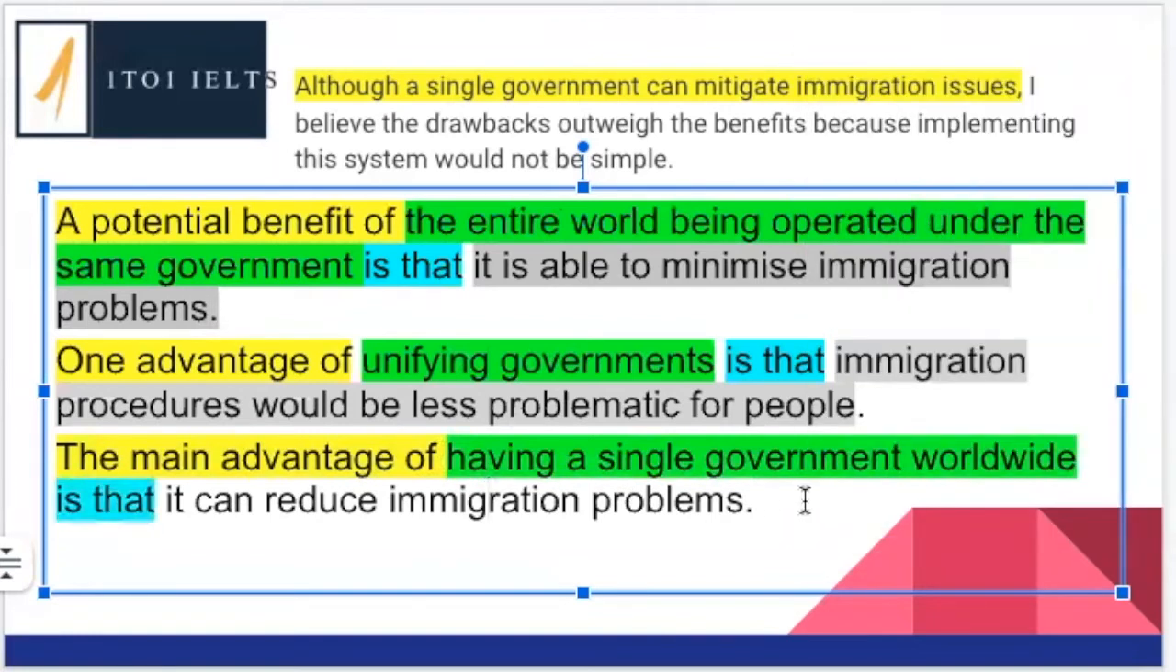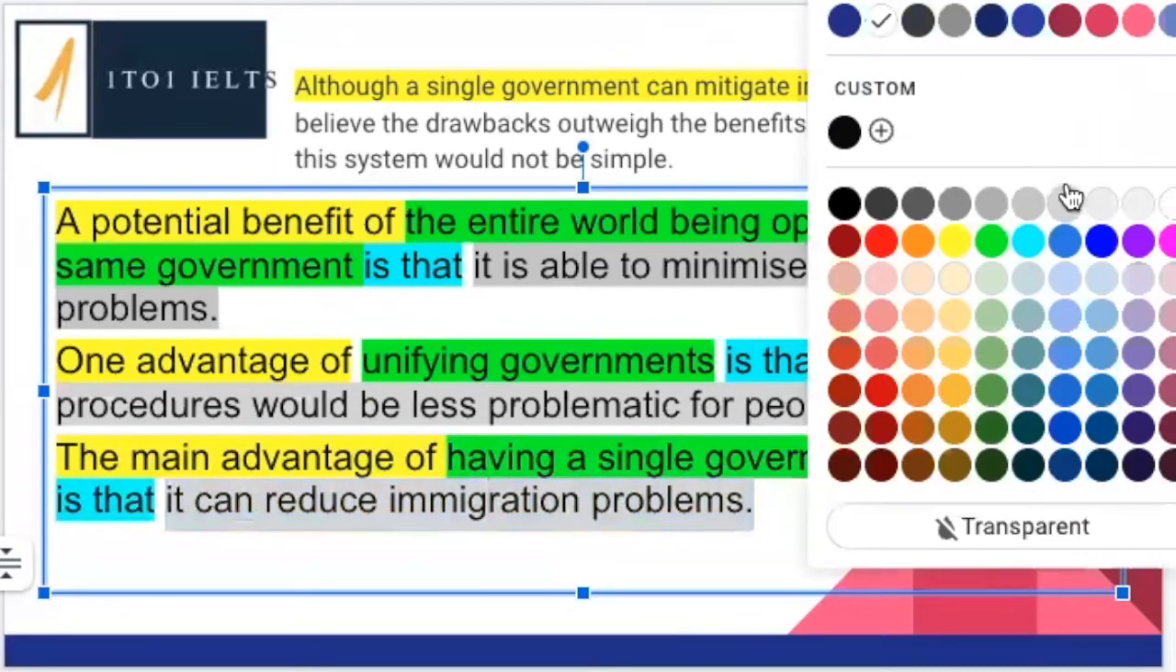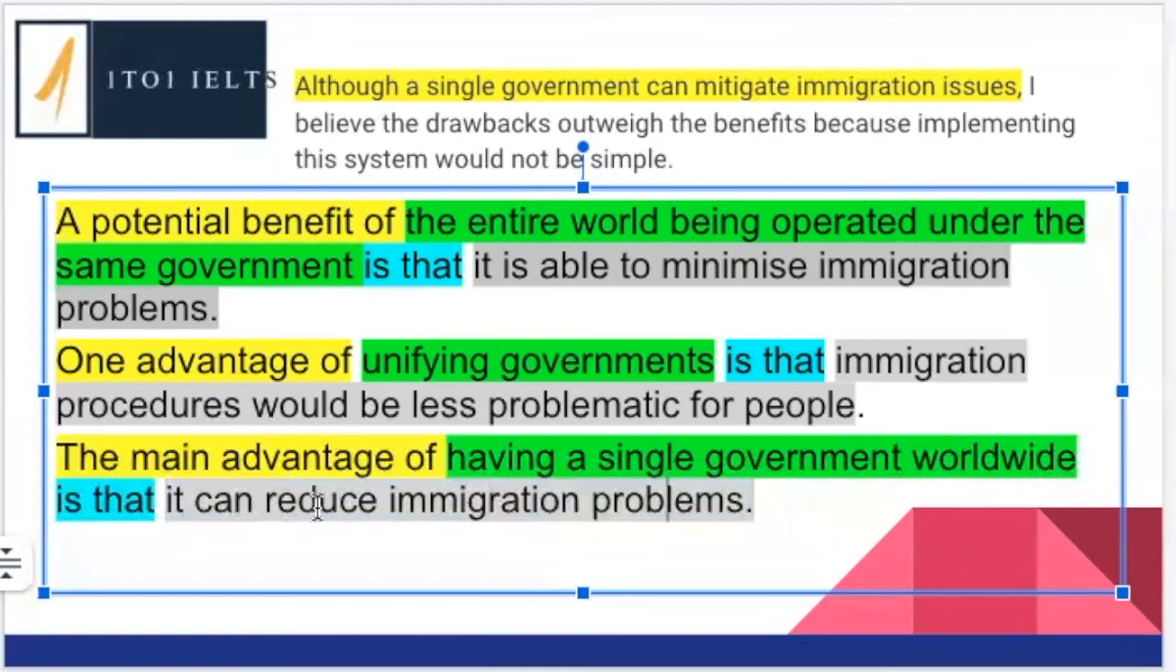It really is. It's like a mathematical formula. So for people who don't like language and they like mathematics, this is the way to go. Follow the mathematical formula. So you've got this, okay, having a single government worldwide is that it can reduce immigration problem. Excellent, very, very clear. Was there anyone else of any of my students who have not looked at that work yet? Okay, I'm gonna take that as everyone's been looked at.